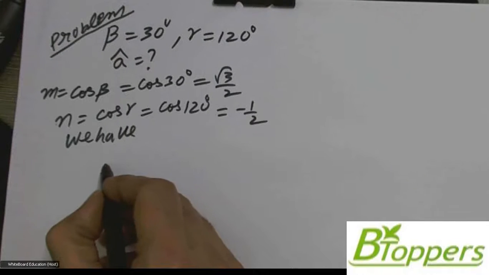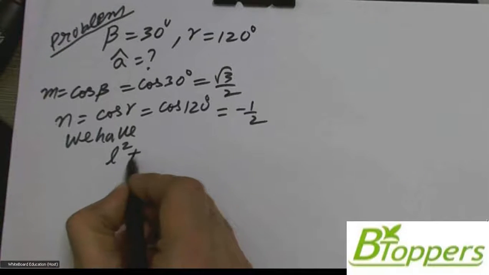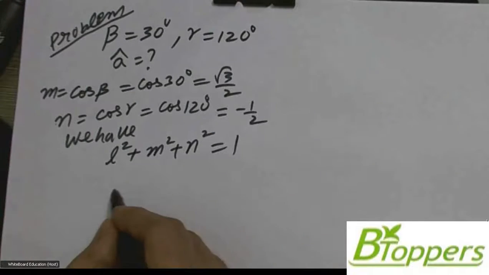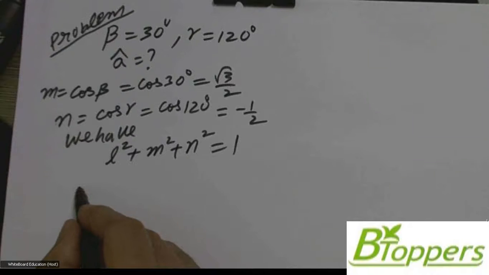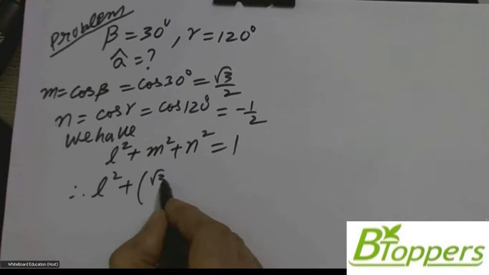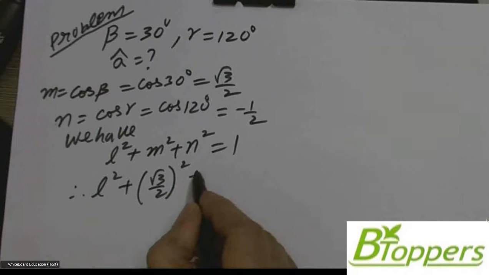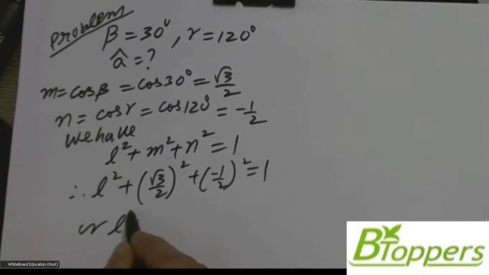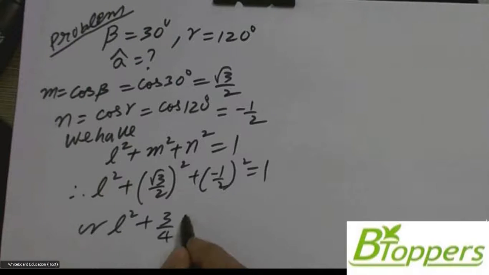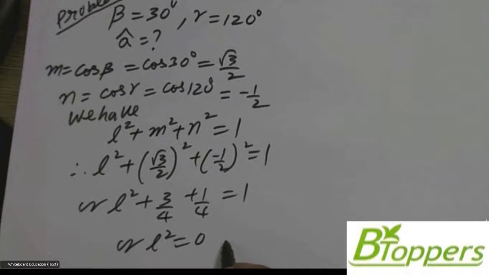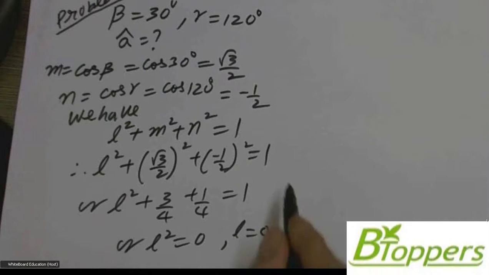And you have the relation between the three directional cosines, L square plus M square plus N square equal to 1. You're not given the value of L here. You can substitute M equal to root 3 by 2, N equal to minus 1 by 2. So you can simplify this, and you get L square equal to 0, or L equal to 0.